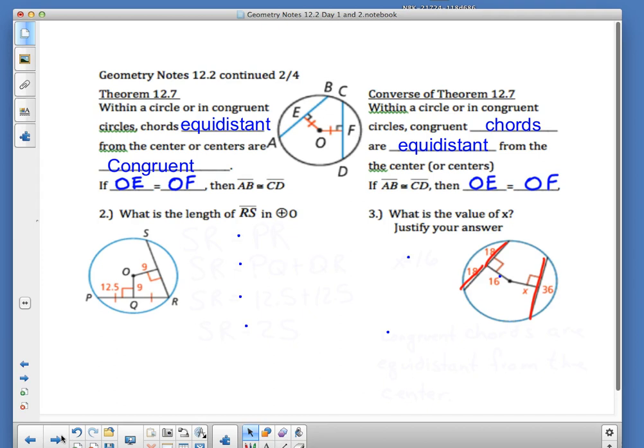Chords equidistant from the center or centers, depending on two different circles that are identical or the same circle, are congruent. Now, people are like, oh, I don't know when people would use this. Okay. Well, they'd use this in digs when they determine the size of dinnerware. When they're like, hey, look, we have pottery fragments. Holy cow, what they'll do, they'll look at this fragment that's broken.